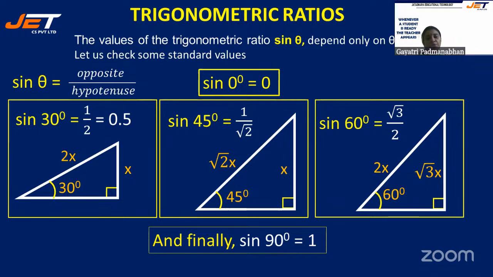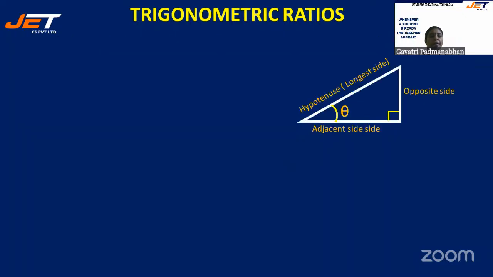So these values you should learn. Very, very important. Sine 0 is 0. Sine 30 is half. Sine 45 is 1 by root 2. Sine 60 is root 3 by 2. Sine 90 is 1. Now let's move on.